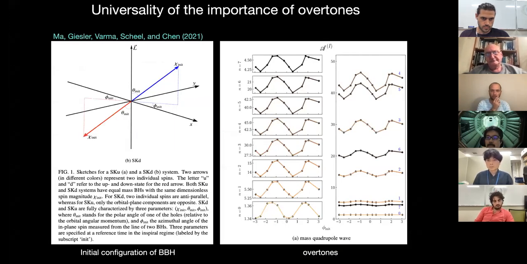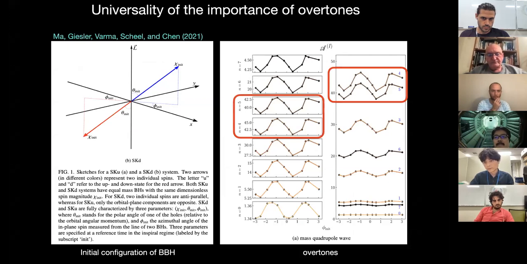Recently, another group also reported similar results. So the fourth and fifth overtones are very significant, and this result and the hierarchy among the overtones are insensitive to the initial conditions of the binary black hole merger. They changed phi_0, which is one of the parameters of the initial condition of the binary black hole.